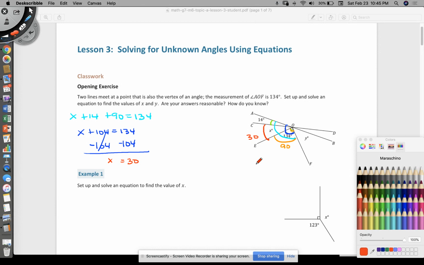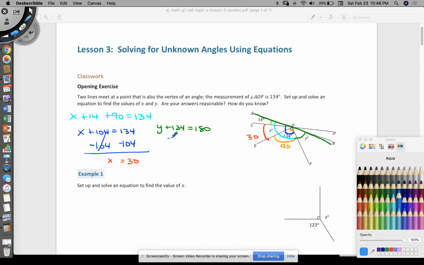Now they did want me to also solve for Y. Let's see what we can do here with Y. Dark green maybe. Okay, so this is Y here. If I take the angle measure of Y and attach it to that 134, which was that blue line there, I form a straight angle. So Y plus that 134 is going to equal 180 degrees.